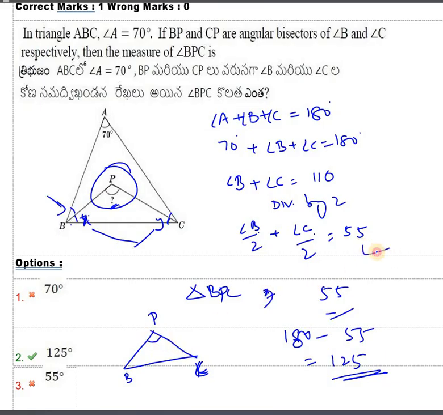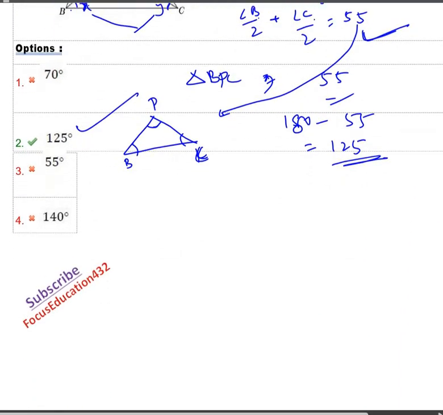So up to this stage where we are reaching here, this 55 means what? This angle plus this angle. These two angles, sum of these two is 55. So third angle will be 180 minus the sum of these two. So 125 is the answer. So option 2. So 125 is the correct answer. Now we move to the next question.